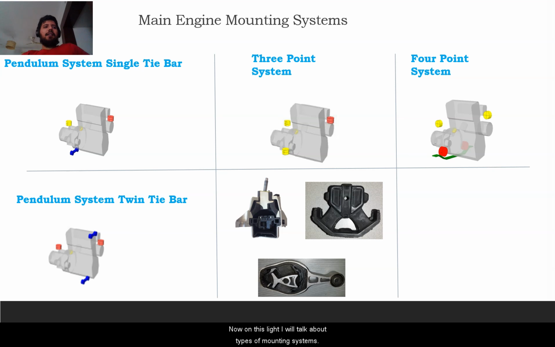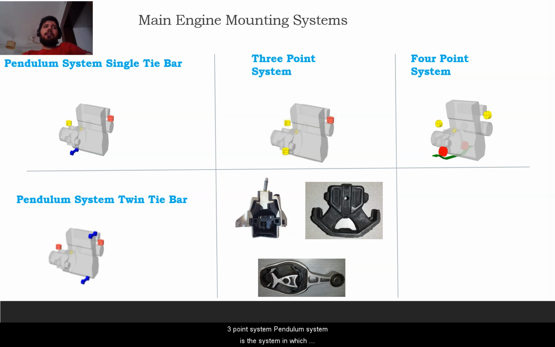Now on this slide I will talk about types of mounting systems. The mounting systems which I'm going to discuss here are the common ones. The pendulum system is a very common choice for 3-cylinder and 4-cylinder types of engine. But if the electric vehicle platform is a carryover platform from any 3-cylinder or 4-cylinder engine, then they also prefer using the pendulum system because it's very easy to implement and they have the same positions.